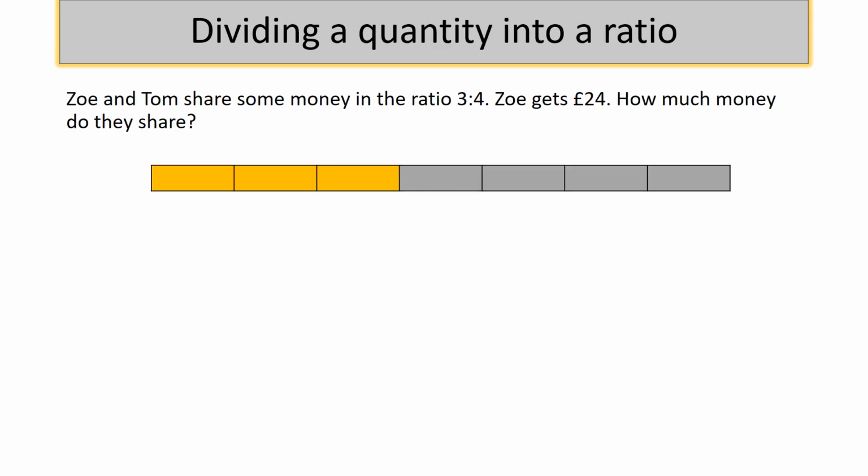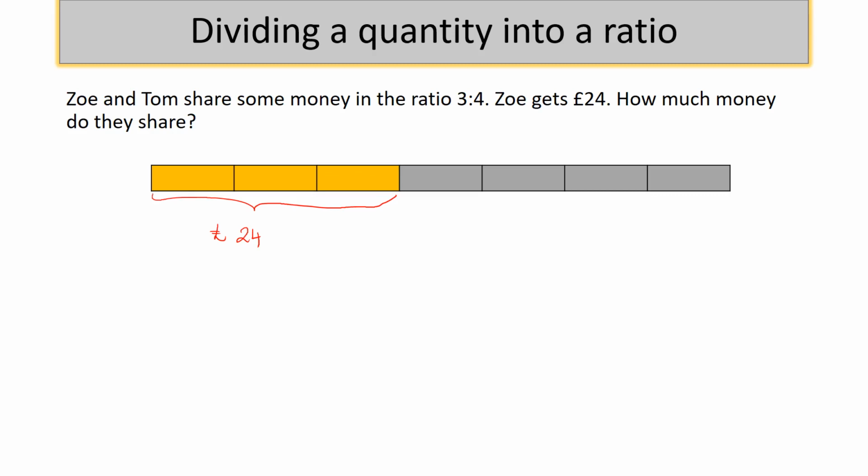Another question. Zoe and Tom share some money in the ratio 3:4. Zoe gets £24, and how much money do they share? So notice that this question is a little bit different. We don't have the total amount of money. We only have what one person gets. So I know that the yellow part of my bar is Zoe, and the grey part of my bar is Tom. Zoe gets £24. So you can see that she gets 3 parts, and that is equivalent to £24.